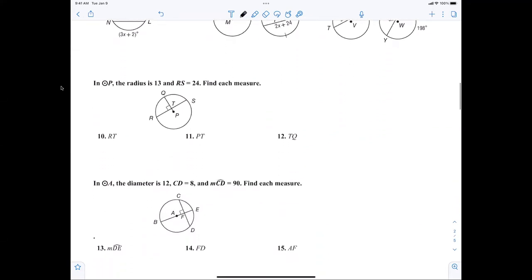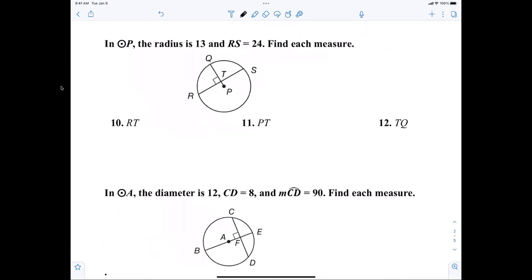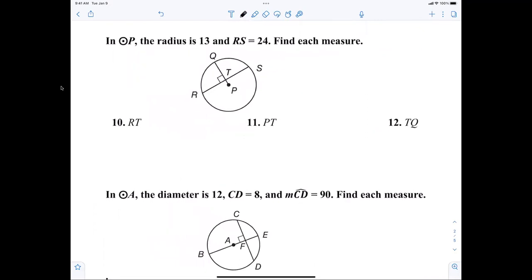All right, let's go ahead and look at 10, 11, and 12. So it said circle P, the radius is 13. Now, a lot of times, these questions are on the SAT and the ACT. This one is particularly tricky because a lot of times it's necessary, not always, but just keep this in mind for test purposes that will be coming up. Sometimes you have to draw in the radius. All right, does everybody see that? So that right there is a radius.